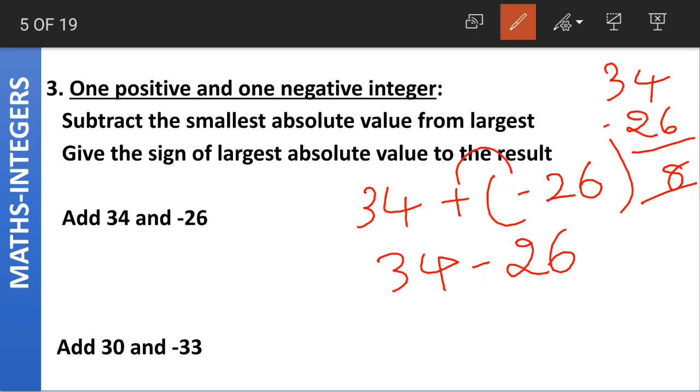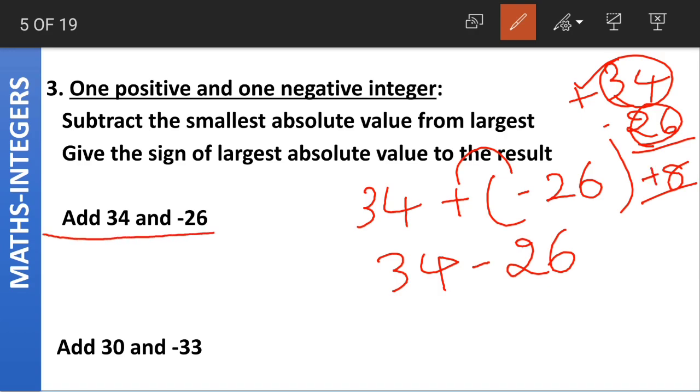8. And coming to the sign, which of both the numbers has the largest absolute value? Remember, you have to compare the absolute values, like 26 and 34. Which is the larger number here? 34 is the larger number. And what is the sign for 34? There is no sign in front of 34, which means it is a positive integer. So the answer will also have the positive sign.